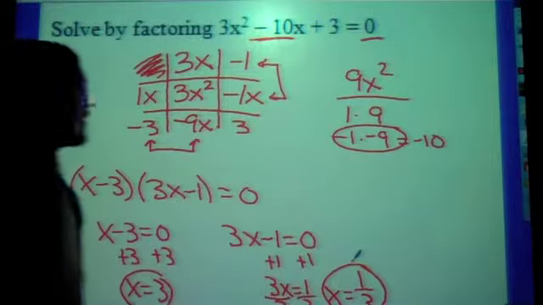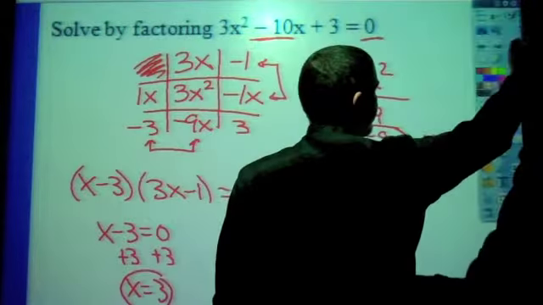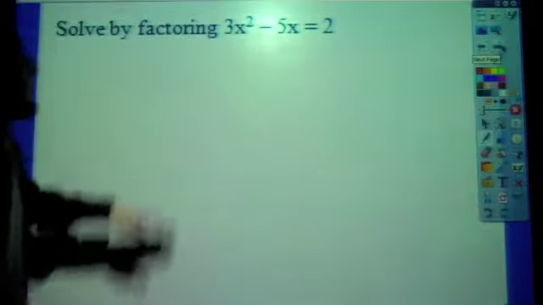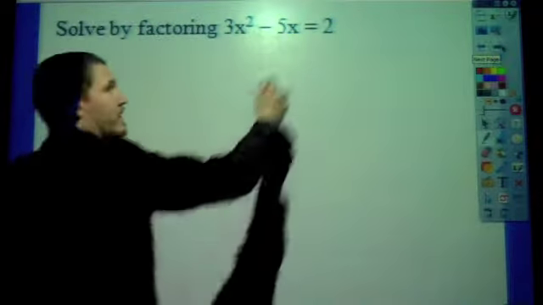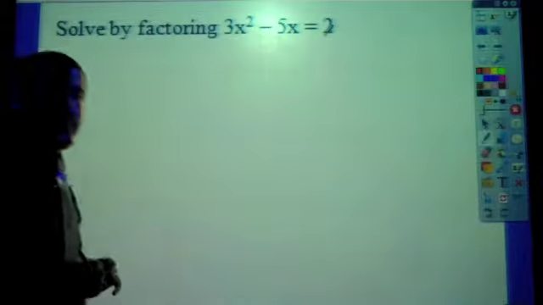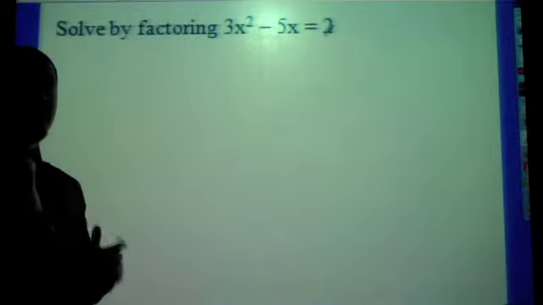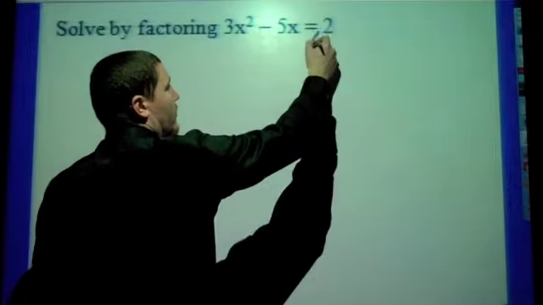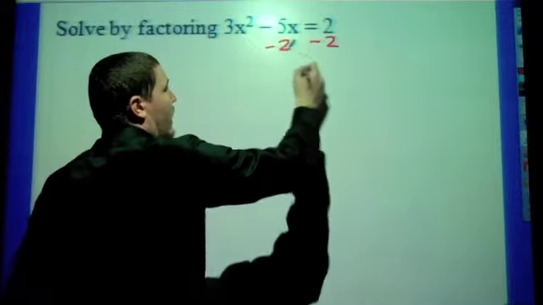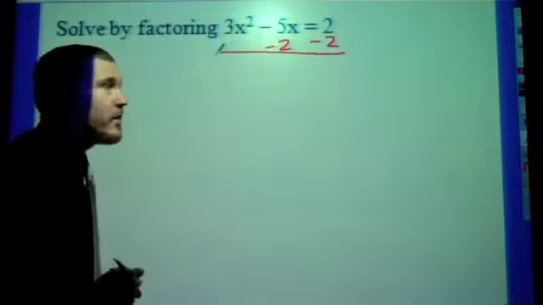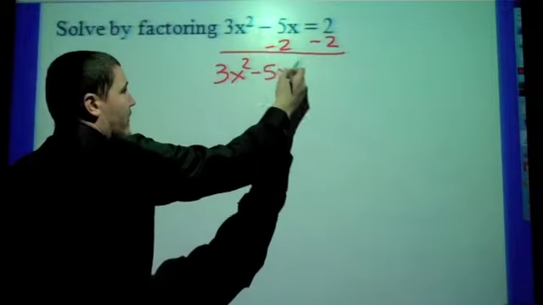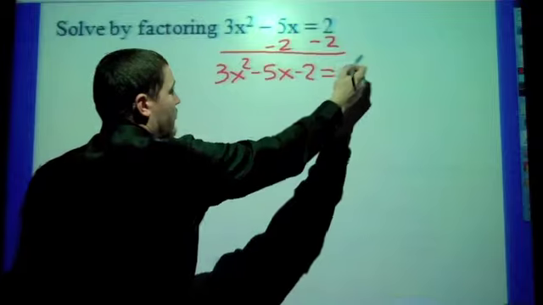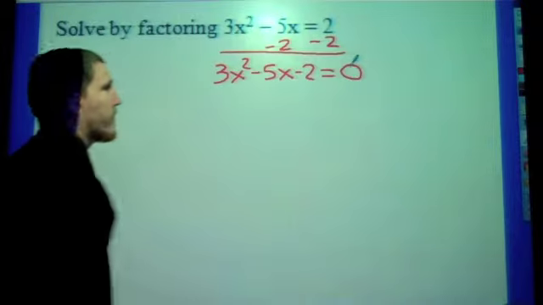Last example, example 3. 3x squared minus 5x equals 2. If you notice, this is the first time that one of my examples has not equaled 0. So in order for me to factor this, it has to equal 0. So what I'm going to do is subtract 2 from both sides of the problem to make my problem equal 0. 3x squared minus 5x minus 2 equals 0. 2 minus 2 is 0.